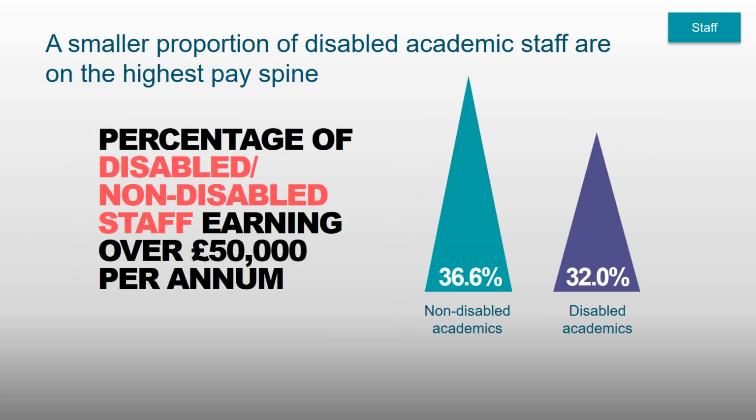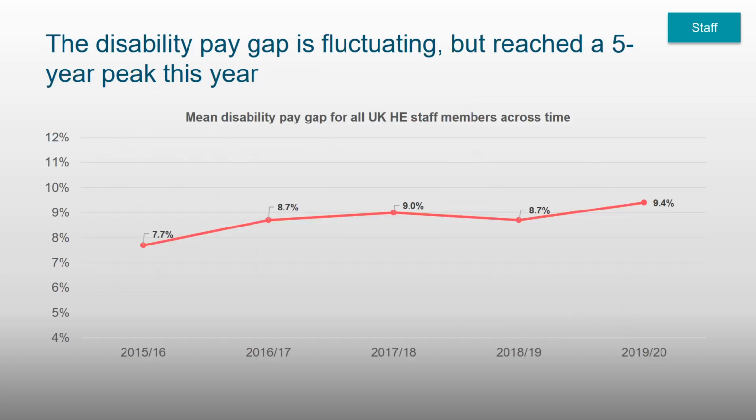Looking at academic staff member salaries, this slide shows that a lower proportion of disabled academics are on the highest baseline compared to non-disabled academics. To be exact, while 36.6% of non-disabled academics earn over £50,000 per year, only 32% of disabled academics do so.